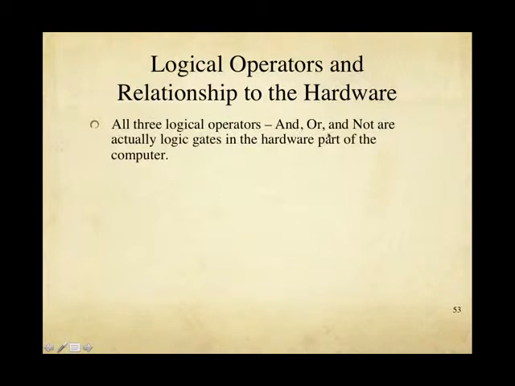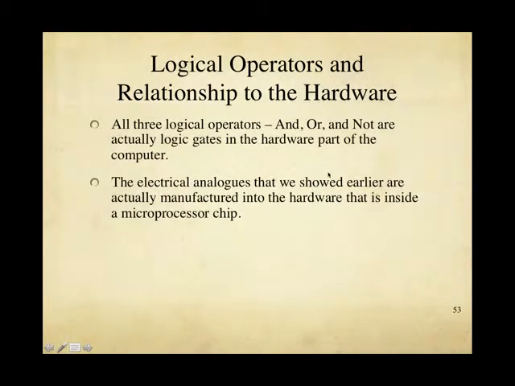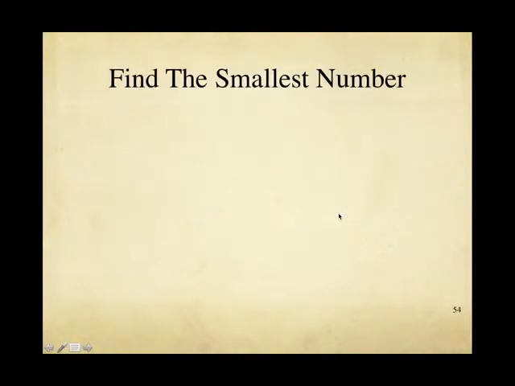All three logical operators AND, OR, NOT are actually logic gates in the hardware part of the computer. The electrical analogs that we showed earlier are actually manufactured into hardware inside a microprocessor chip, and computer engineers call them logic gates.